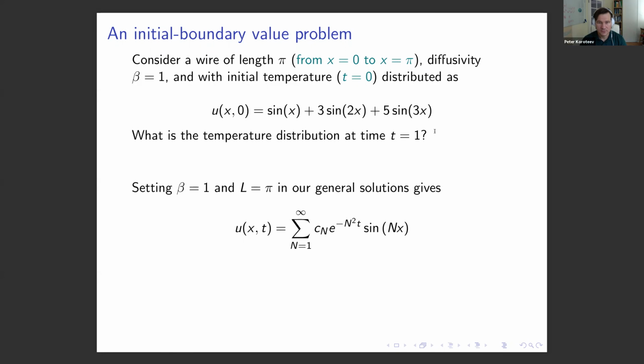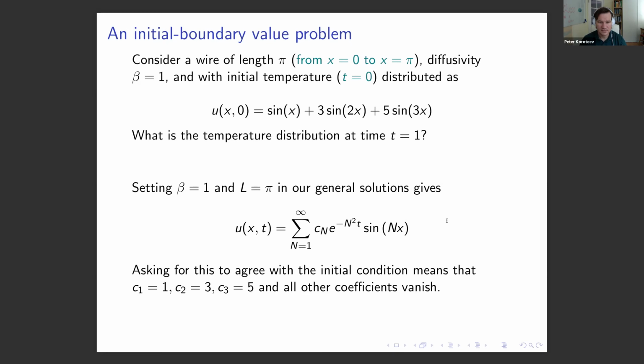So we take the previous solution, the generic solution with given boundary conditions, and substitute beta equals 1 and L equals pi. So we get this equation: u of x,t is equal to the sum of coefficients Cn e to the negative n squared t sine nx.